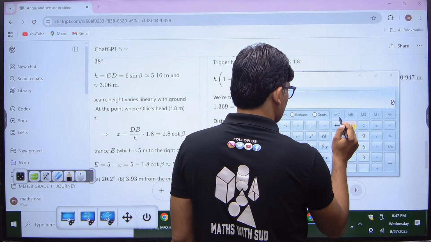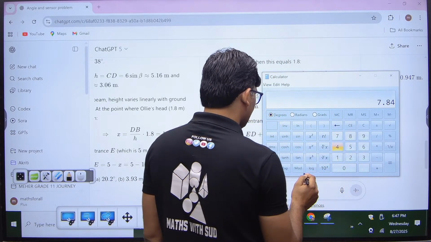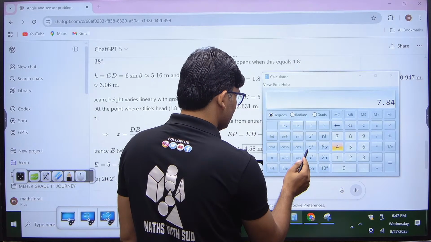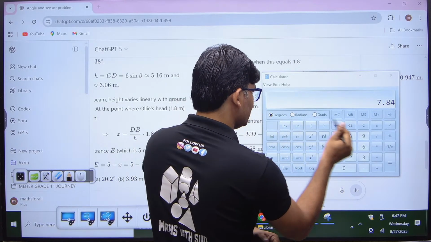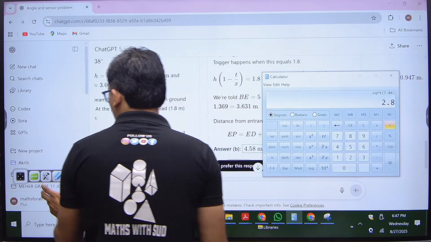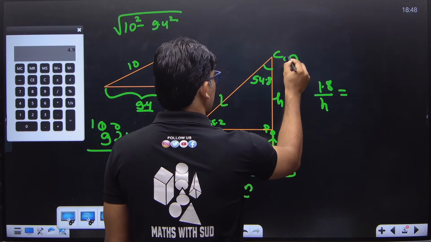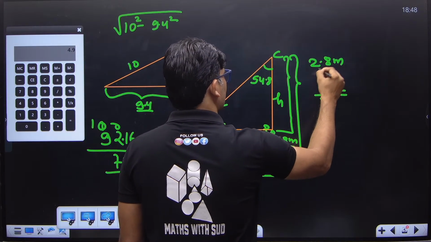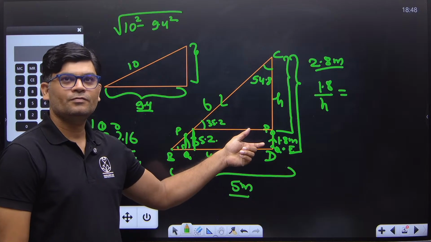So 7.84, and we need to find the under root of that. So where is under root here? This is under root. So we got 2.8. So this came out to be 2.8 meter. So that means 1.8 meter is himself.